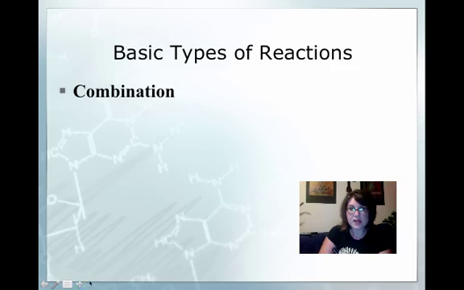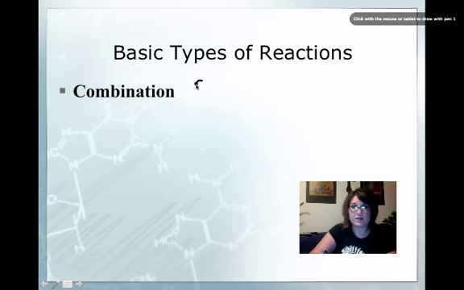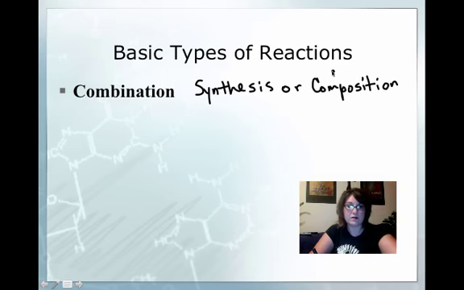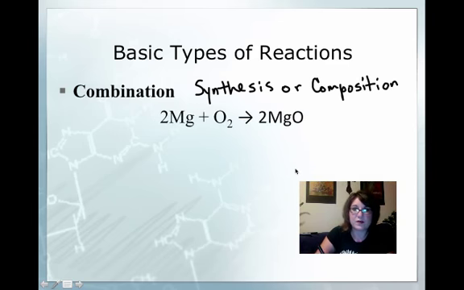So we can look at a combination reaction first. Combination is the same type as what we know as synthesis, and sometimes they call these composition reactions, like the opposite of decomposition. So all of these refer to putting things together. I'll show you an example. When could we put two things together? Suppose we took magnesium, the element, and combined it with oxygen from the atmosphere, and we made that white powdery magnesium oxide. Then that would be an example of a combination reaction.